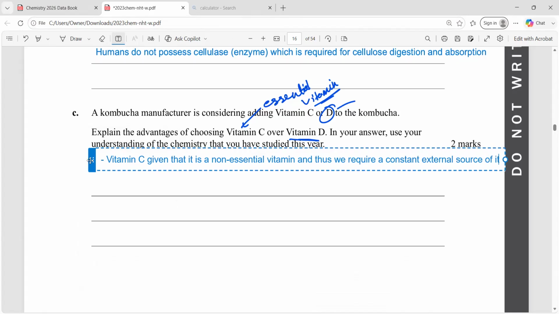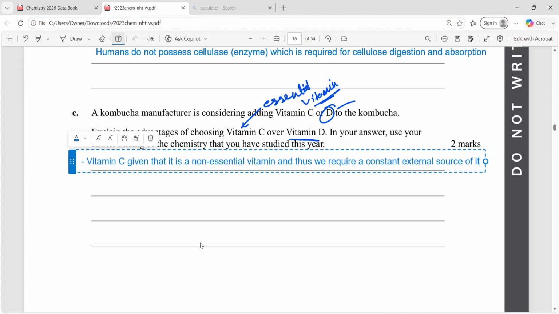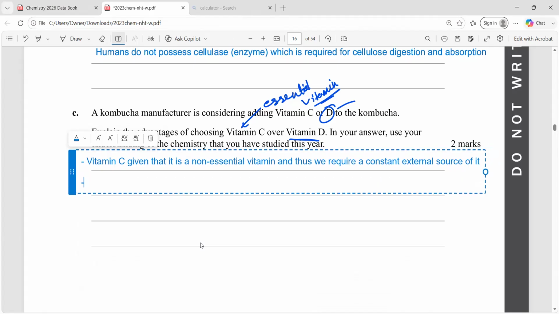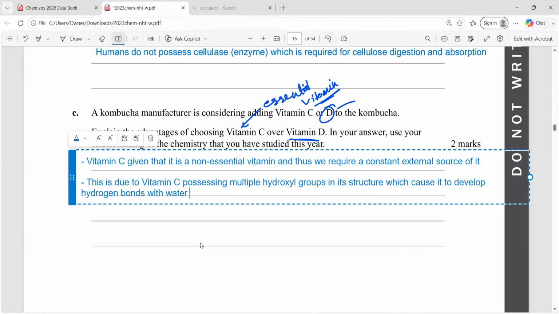Sorry, I'm having a bit of a brain fart. Thus we require a constant external source of it. This is due to vitamin C possessing multiple hydroxyl groups in its structure, which cause it to develop hydrogen bonds with water and thus be soluble in water, and thus it being easily passed out in bodily fluids.